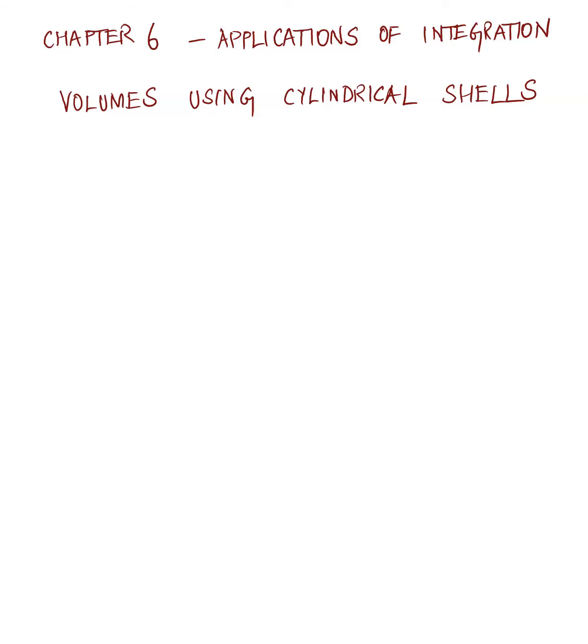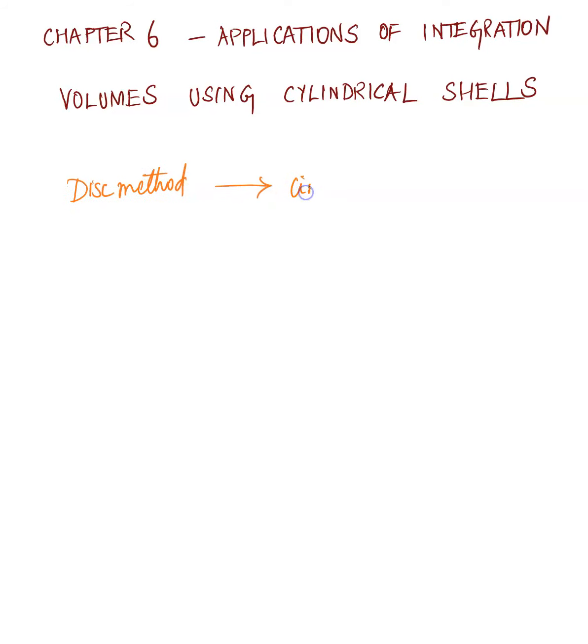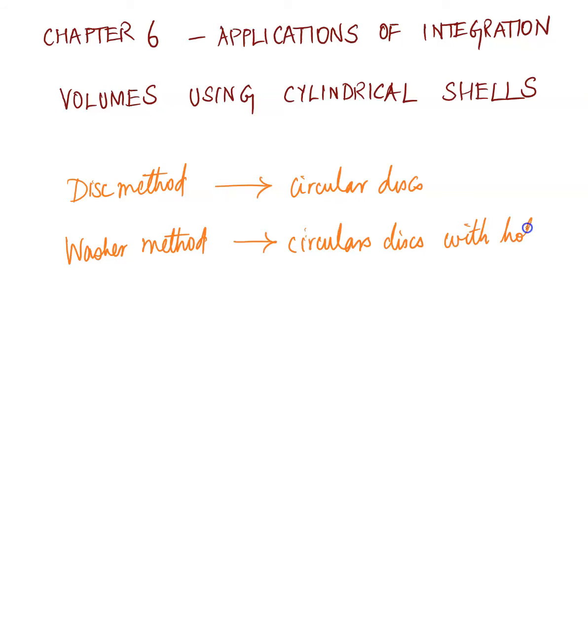A quick recap, we saw volumes using the disk method, where when you slice the solid, you get circular disks. Then we saw the washer method, where when you slice the solid, you get circular disks with a hole in the middle. Remember, we are only describing it, but the way we define them is we just use the word washer. Washer itself means it's a circular disk with a hole in the middle. So there's this disk method and the washer method.